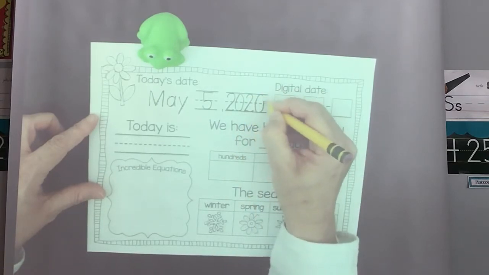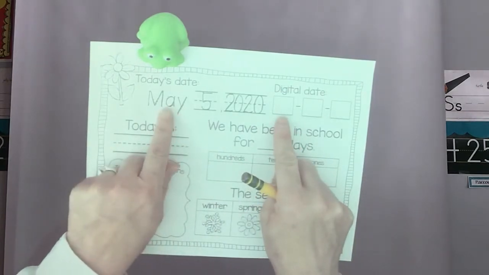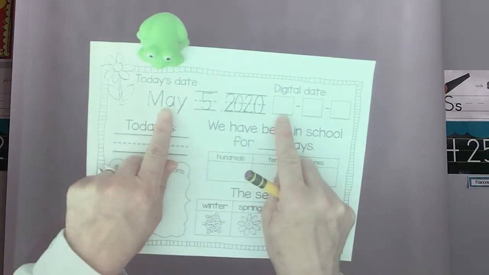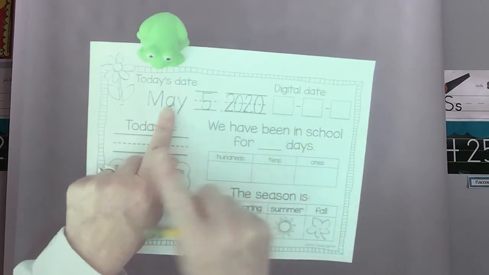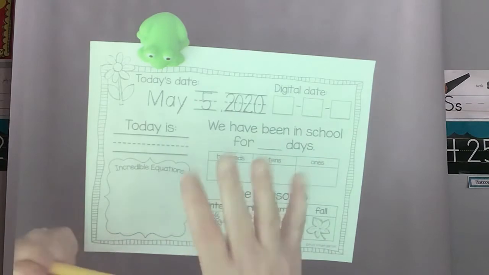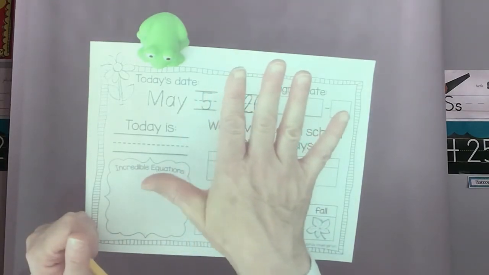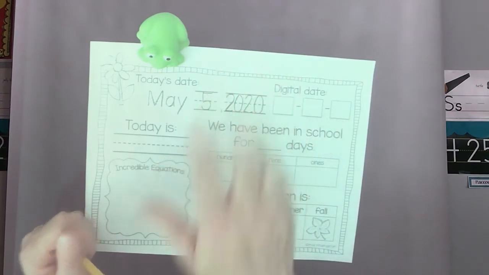Okay, 2020. Okay, so in our digital date, if you remember, April was what number? What number did we use? 4, that's right. So what's 4 plus 1? Because May is the month after April. So 4 plus 1 equals 1, 2, 3, 4, 5.